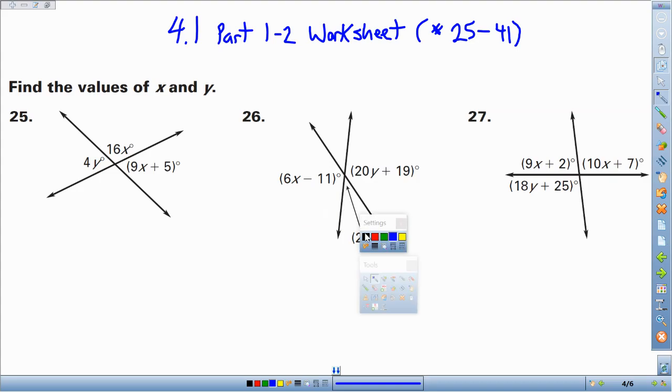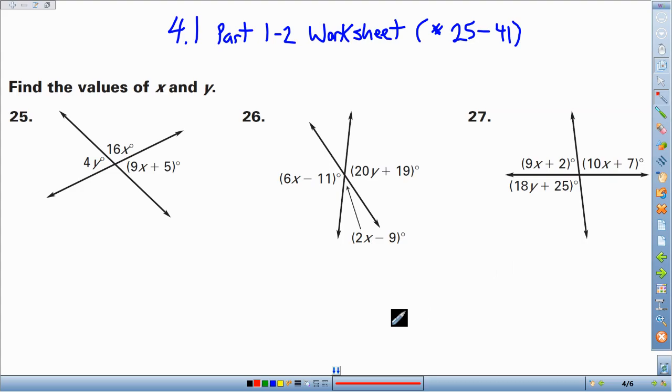Okay, so I'm taking a look at 25 through 27 here. They're asking us to find the values of x and y, both of them. When we took the notes for this section, you did problems just like this where we were finding x and y, and these are very, very similar to that. All right, so let's see.